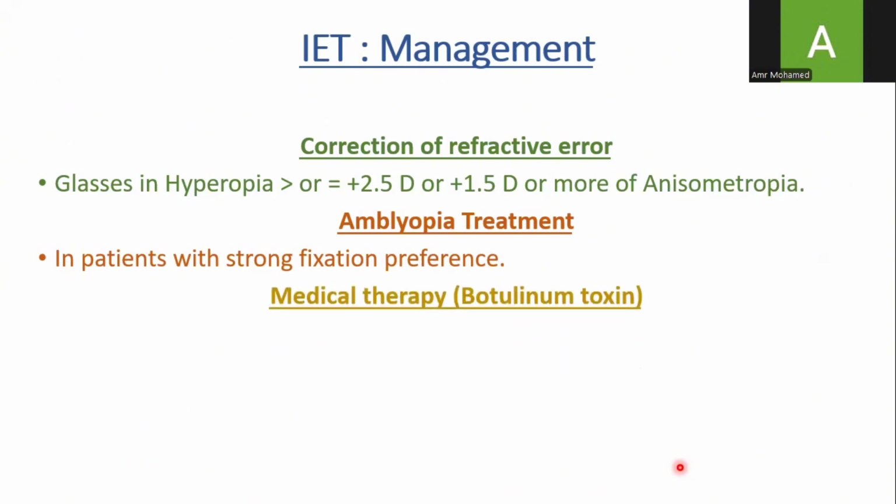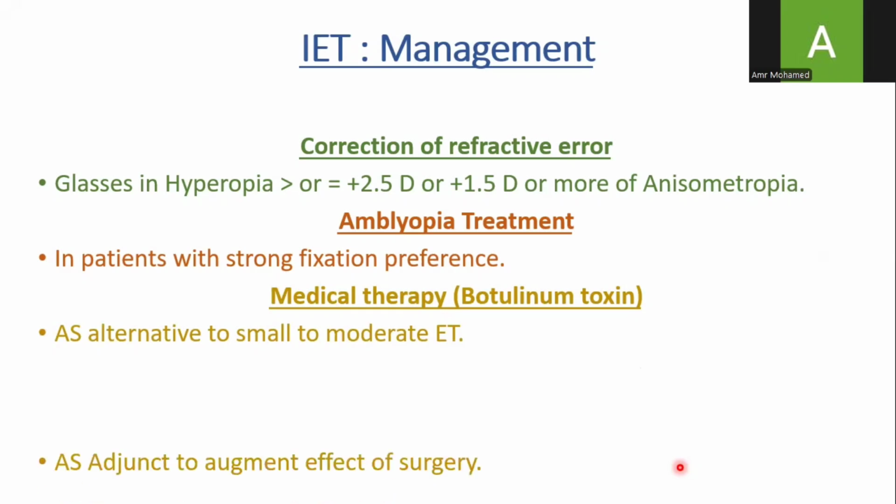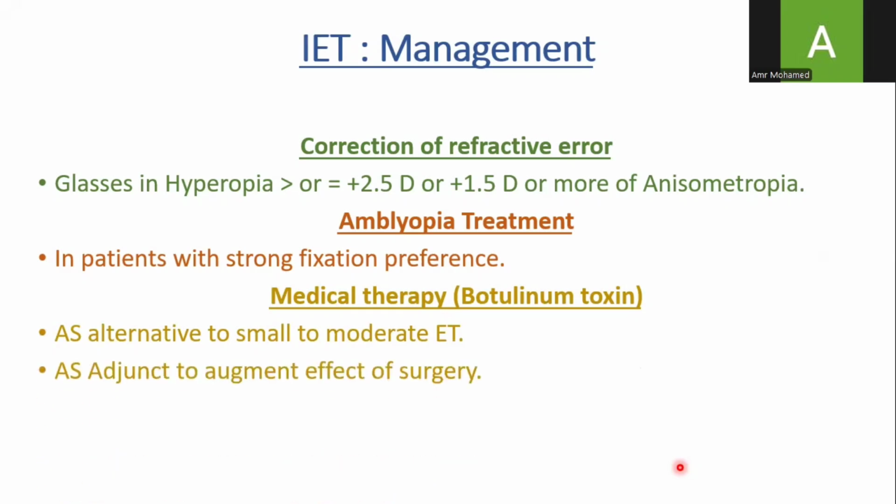Medical therapy, botulinum toxin, can be used as an alternative in a case of small to moderate angle esotropia. Also, it can be used as an adjunct to augment the effect of surgery in a patient with large angle esotropia. For example, for a patient who has 60 or 70 prism diopters of esotropia, rather than doing 3 muscle surgery, I can do bilateral medial rectus recession and augment the effect of my surgery using botulinum toxin intraoperatively.